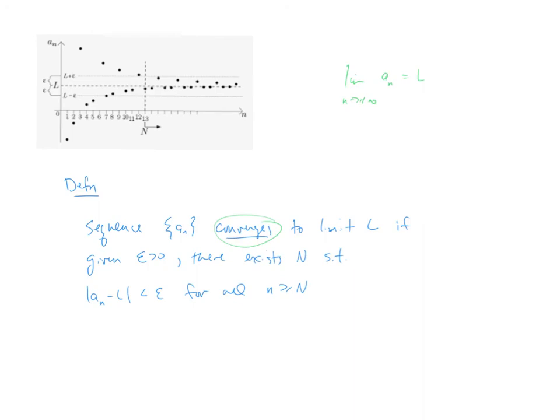If it doesn't converge, if this guy doesn't exist and somewhere down the road there's going to be a point outside this space, then we would say that it diverges. So if not convergent, then it diverges.